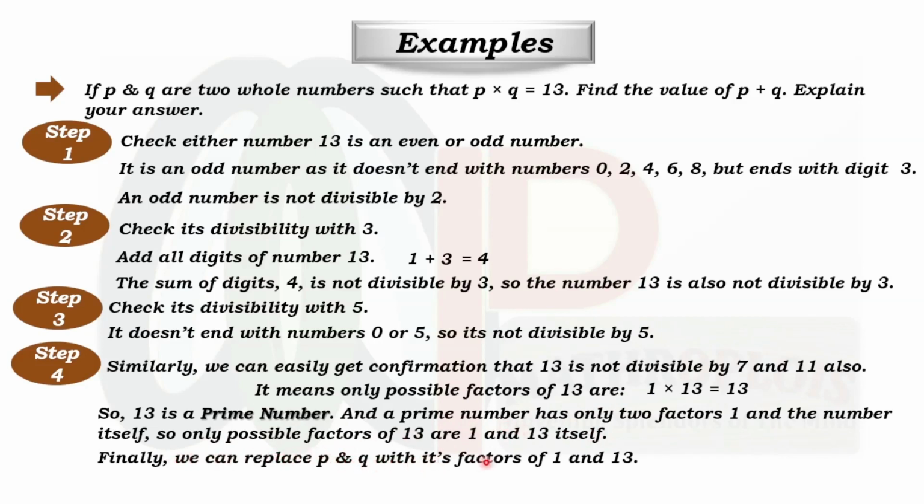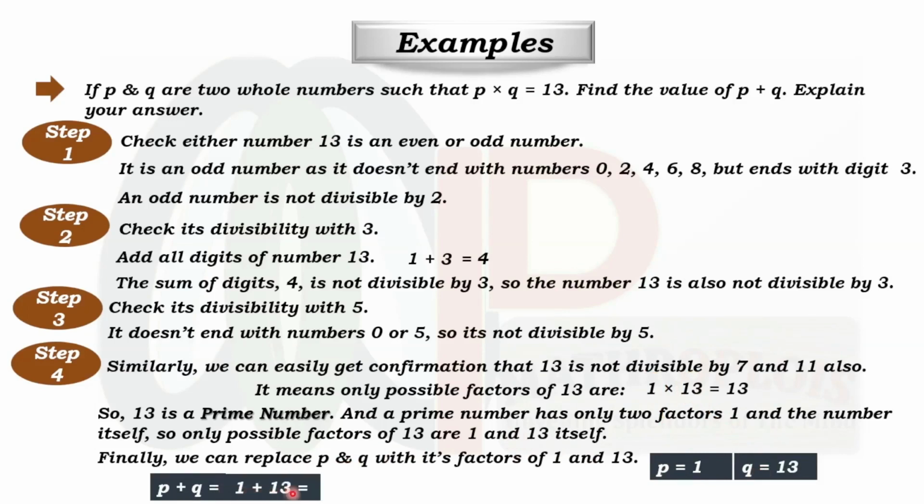Finally, we can replace P and Q with its factors 1 and 13. As in the question, it has been confirmed that P multiplied by Q is equal to 13. So, replace 1 with P and 13 with Q. So, P plus Q is equal to 1 plus 13. And the sum of 1 and 13 is 14.